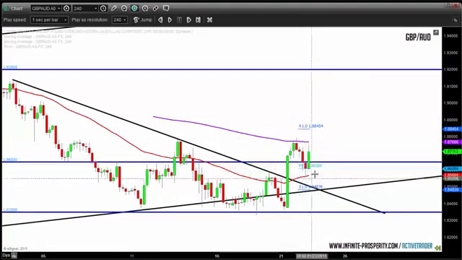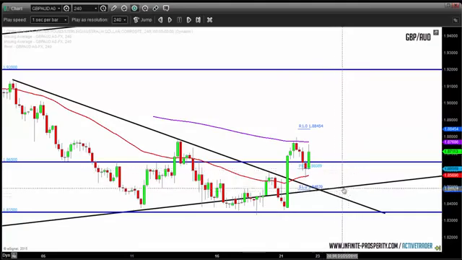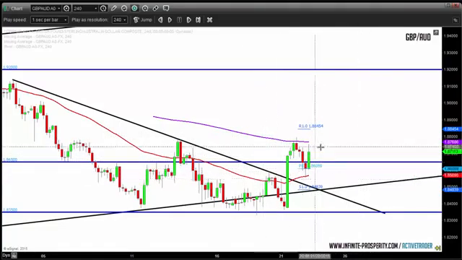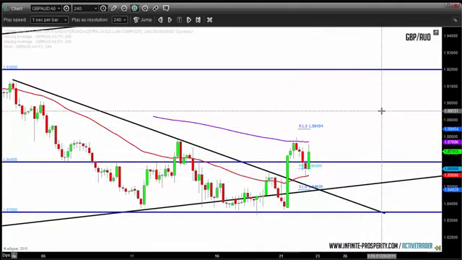So once I got my entry at 1.86, my stop at 1.85, I zoom back out to the longer term charts, and I'll show you how I manage my position all the way up to the key resistive level of 2.0.